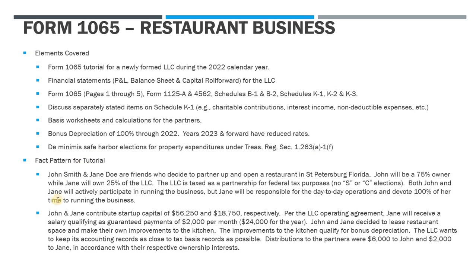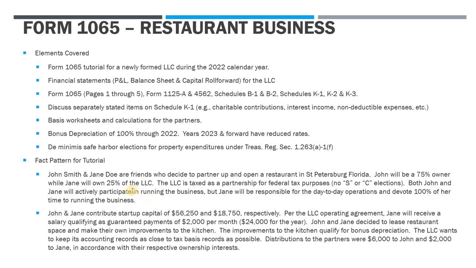All right, so now onto the fact pattern. So the fact pattern that we're going to be working with here, we have a newly formed LLC in Florida, and it's formed by John Smith and Jane Doe. So they are friends. They want to partner up and open a restaurant in St. Pete. So John is going to own 75% of the company. Jane's going to own 25%.